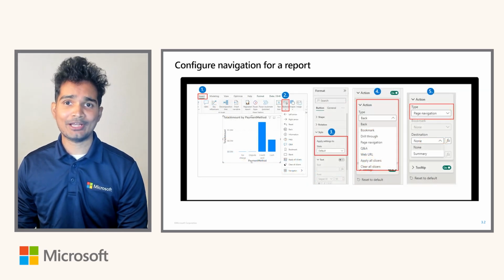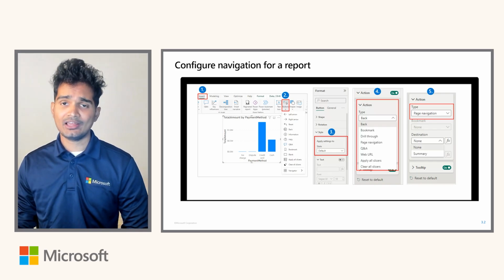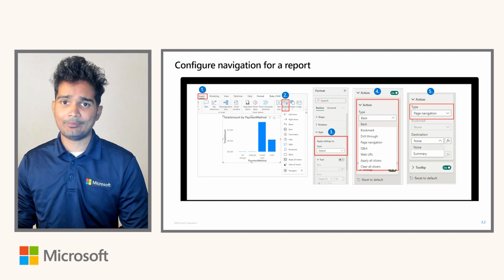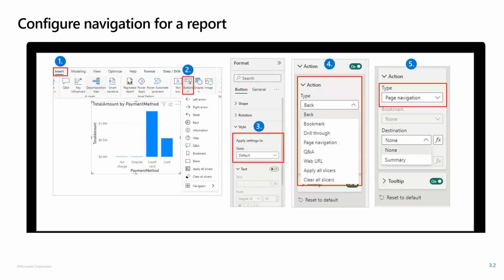Know how and when to use buttons. Buttons in Power BI enhance report interactivity and provide customized navigation experiences. They allow users to create more intuitive and seamless navigation within reports. The process of creating buttons with the page navigation action includes the following steps. In Power BI Desktop, go to the Insert tab, click on Buttons, and choose the style of button that you want. Place the button on your report canvas.